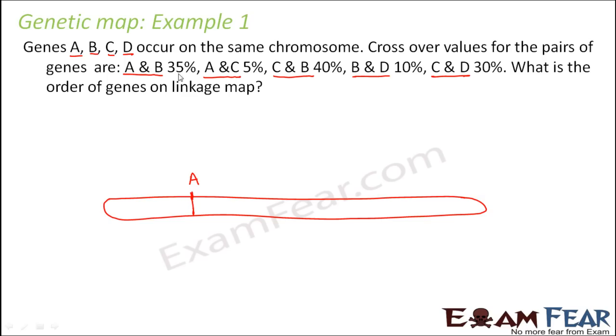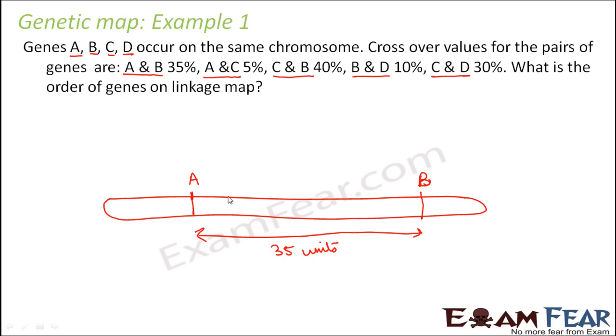If you see, A and B have a frequency of 35%. That means the distance between A and B is going to be 35. Let us suppose B is somewhere here, and we say that this distance between A and B is going to be 35 units. Now it says that the distance between A and C is 5%. So the distance between A and C will be 5.